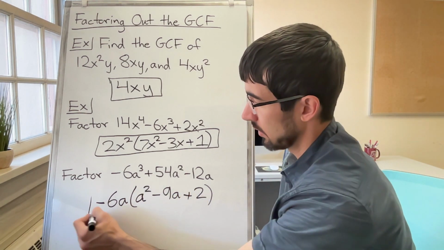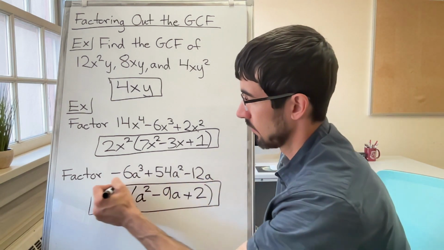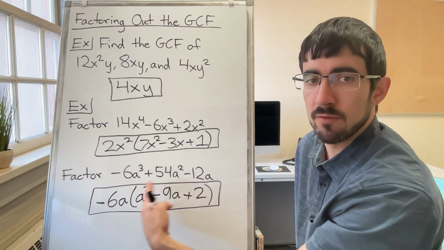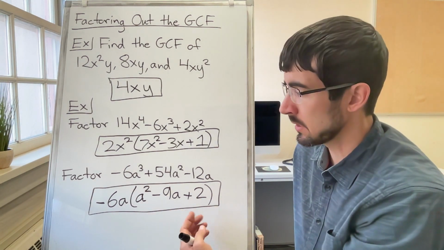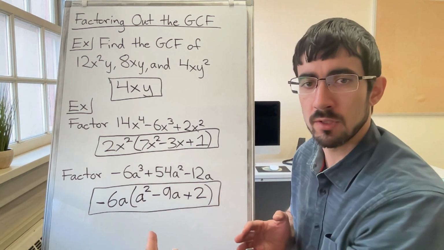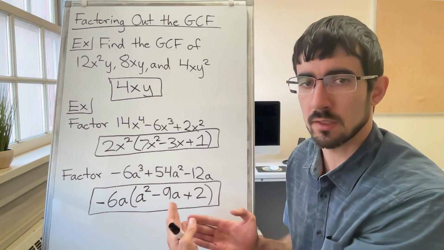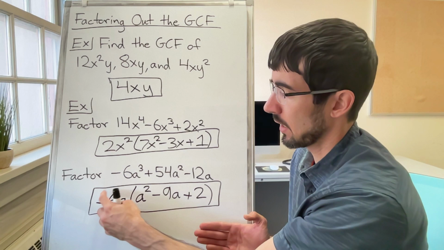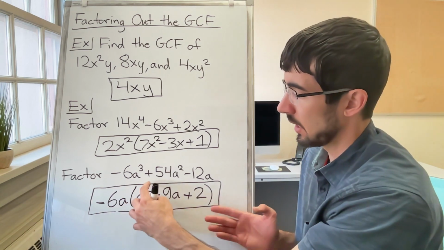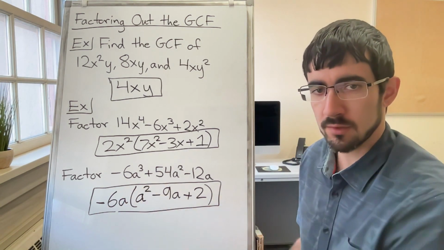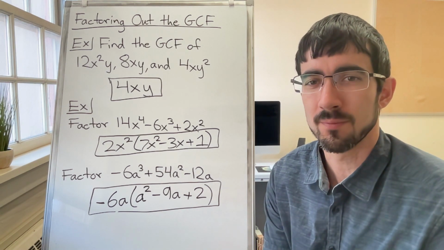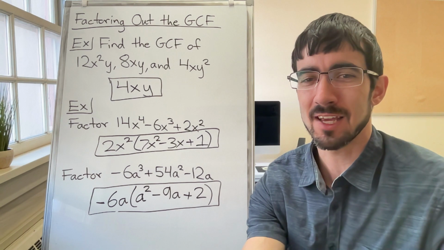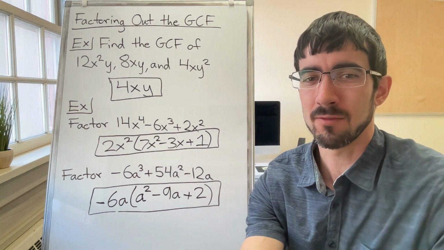So here's my result after factoring out the GCF. These represent the same expression. This one is just in factored form, right? Factoring means breaking a polynomial down by writing it as the product of factors, and that's exactly what happened here. It's a product of the factors negative 6a times the other factor, a squared minus 9a plus 2. So that's our first strategy for factoring: identify the GCF and factor it out of the whole expression.